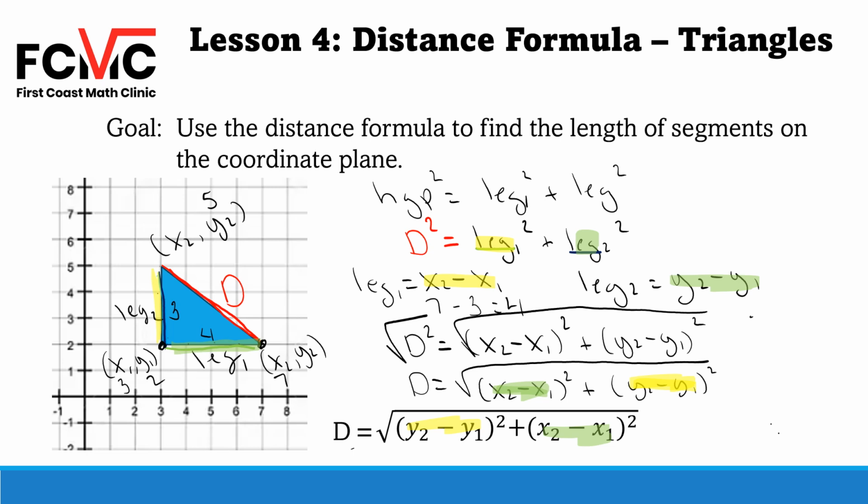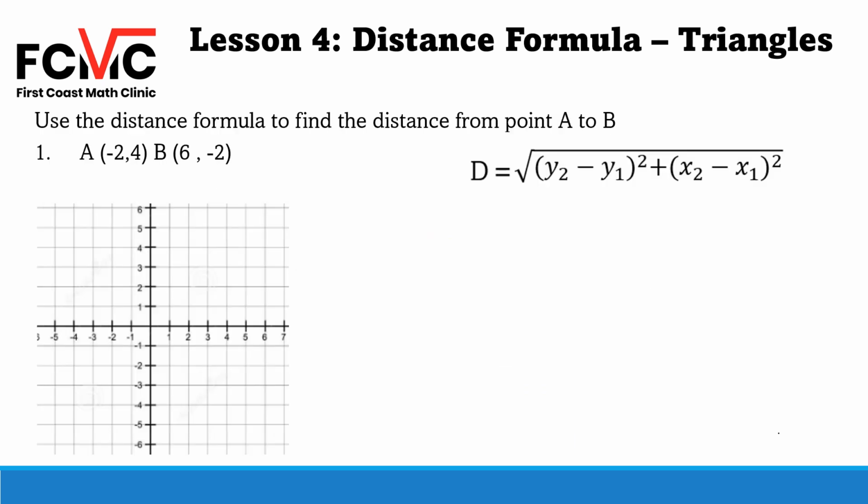Now let's use this distance formula to find the distance along the hypotenuse, that length d. So for number one, we want to find the distance between points A and B and use the distance formula to do that. Point A is (-2, 4). Point B is (6, -2). So let's plot point A at (-2, 4). Let's plot point B at (6, -2).